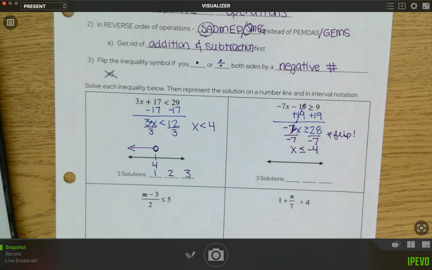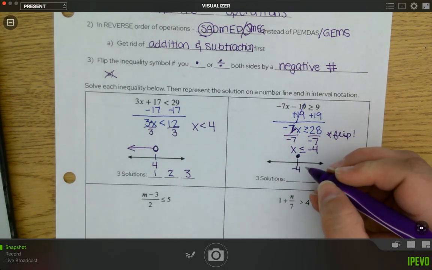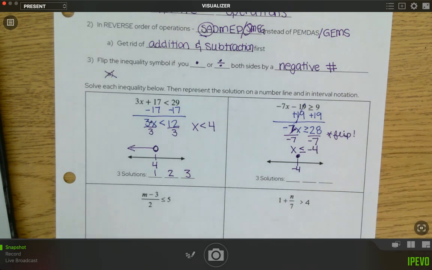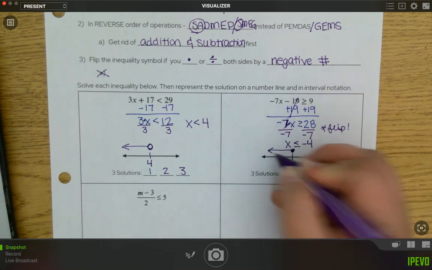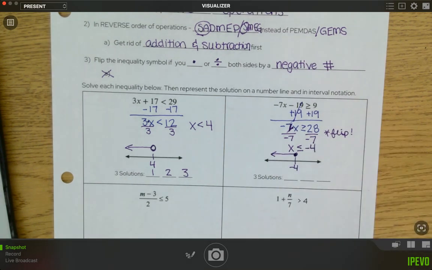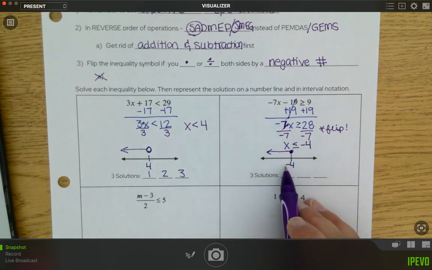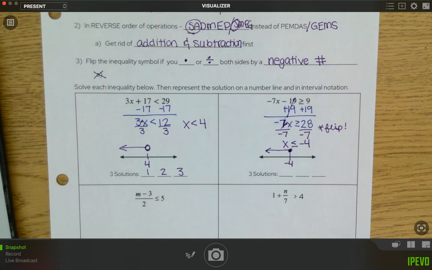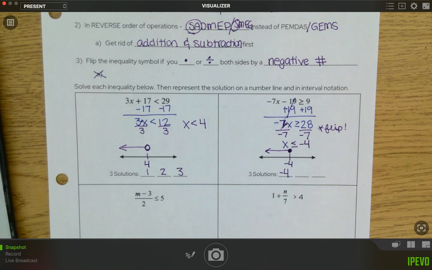Okay, this means that we're going to put a closed circle at -4 because we do have the little line underneath this time. And then it's pointing to the left now, so you're going to go to the left. We need 3 solutions that are less than -4 or equal to -4. Since we put that closed circle there, I can actually put -4 on my list if I want.